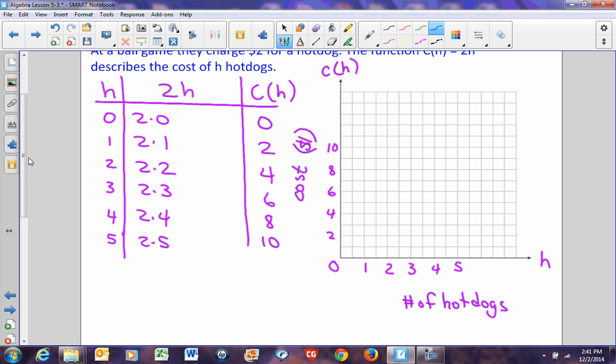So I have 0, 0, which is right here at the corner. I have 1, 2. 1 hot dog costs me $2. 2 hot dogs cost me $4. 3 hot dogs cost me $6. 4 hot dogs cost me $8. And 5 hot dogs cost me $10. Again, remember it's discrete data, so you do not graph with a line. Okay, we could title this graph Cost of Hot Dogs. And I should label it C of H equals 2H. And I'm done.